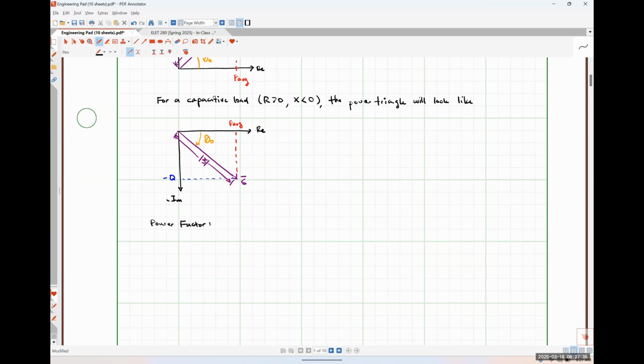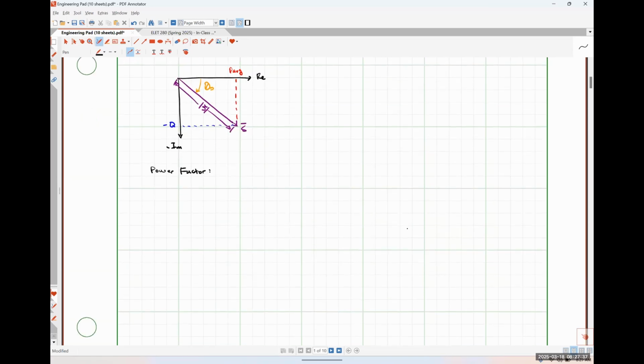So mathematically, we're going to define our power factor, PF, as equal to the ratio of our average power divided by our apparent power. And I'm going to put another relationship here to the right of this in a moment, but I want to talk about what this relationship means.